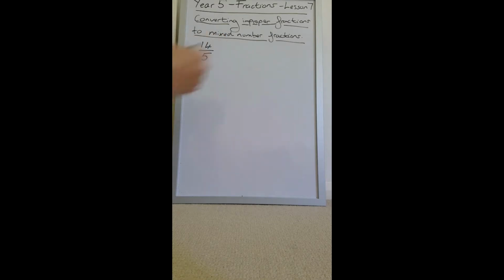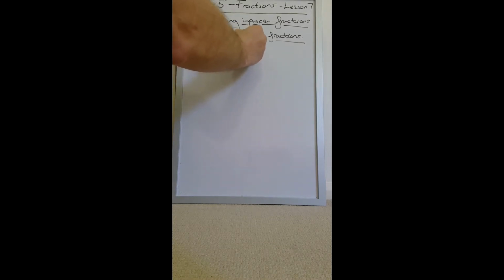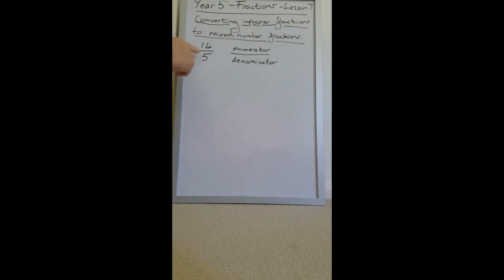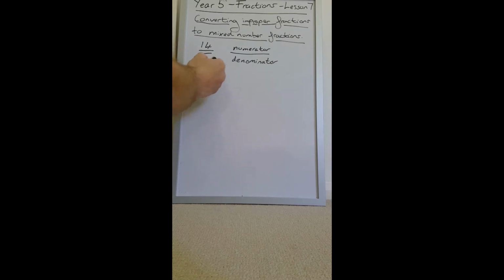You'll notice straight away that the numerator is larger than the denominator. Remember, the denominator is how many parts the whole has been split into. If I was to draw this using cubes, I could draw it like this. So my whole was split into 5 equal parts.